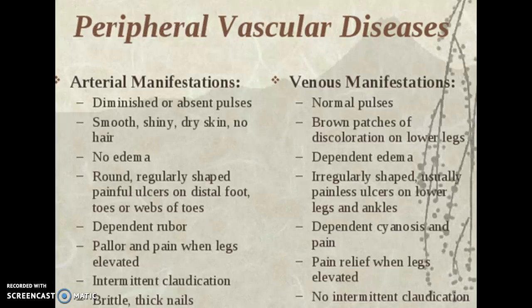Venous manifestations are a little bit different. The patient will have normal pulses. Their skin may turn brown. They'll have a lot more edema. Sometimes they'll get venous stasis ulcers, dependent cyanosis, pain when their legs are dependent, but when they're elevated, it goes away. And these patients will have very normal toenails. Arterial, they won't because there's no oxygenated blood flow.